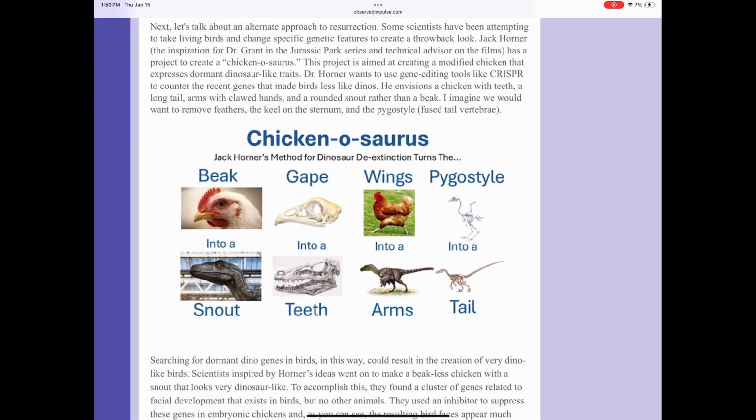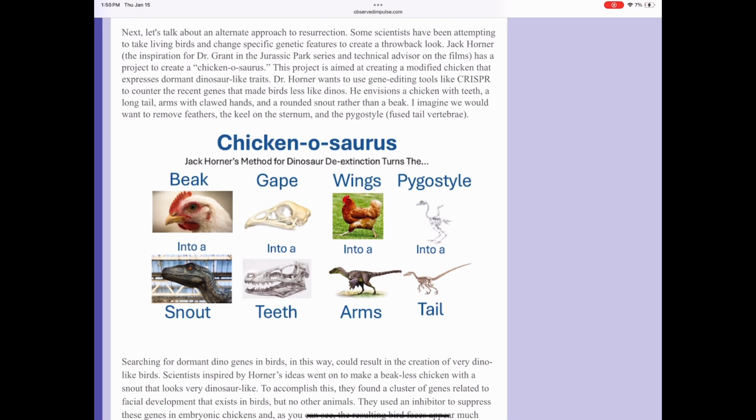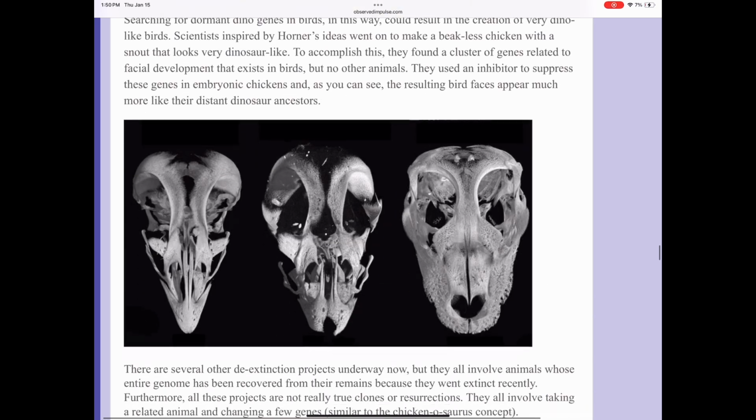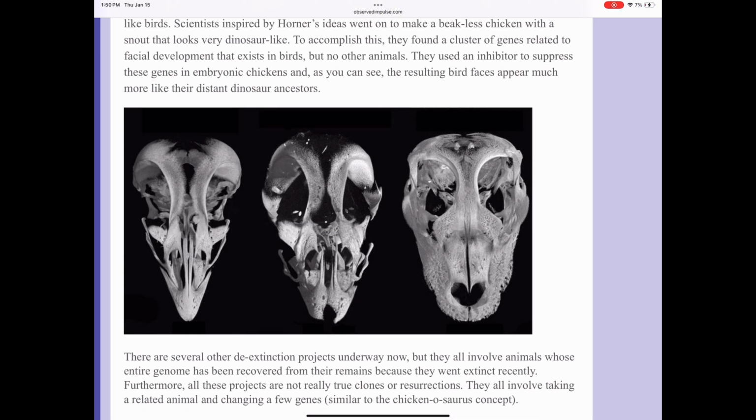And fascinatingly, this is an example of some scientists who did take, I believe it was a chicken, and suppress the genes responsible for a beak, and they really did turn it into something much more like a dinosaur that doesn't have a beak at all. And they didn't let it grow to maturity for legal reasons, but I think that's pretty fascinating.